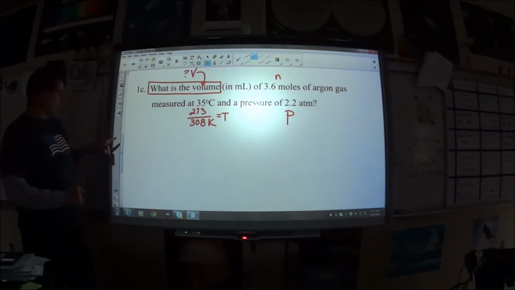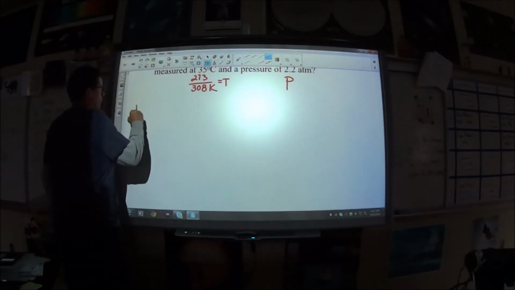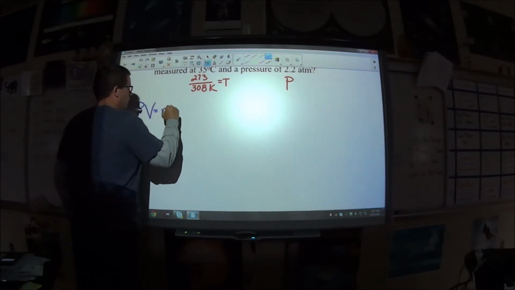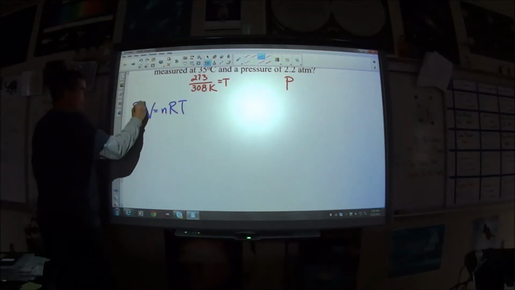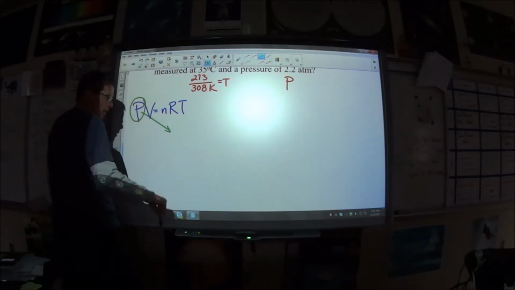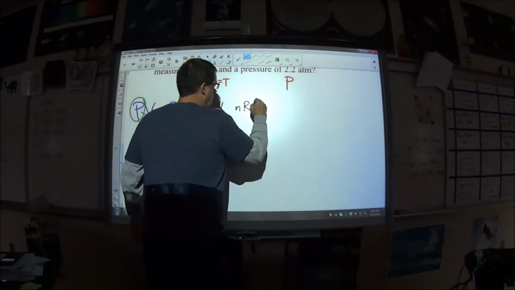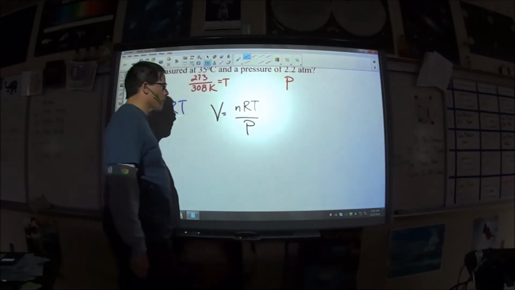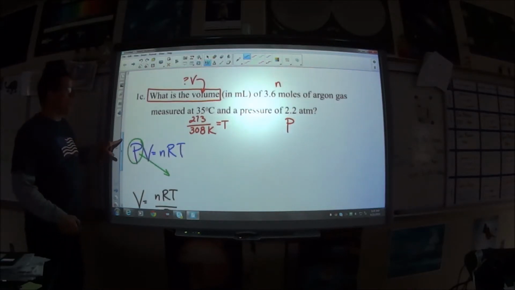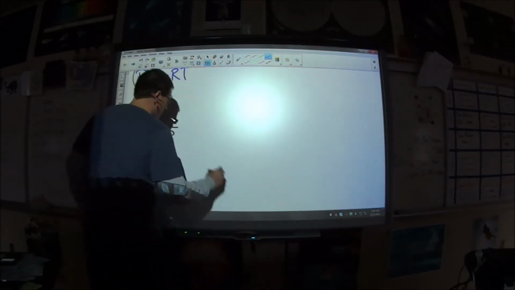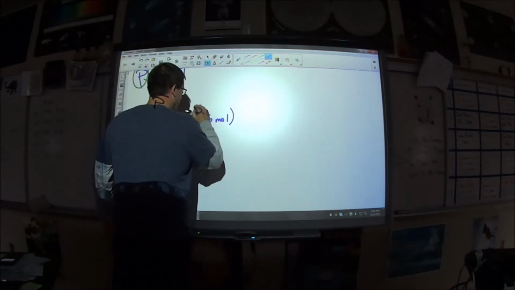Okay, so again, it looks like we're looking for the volume. So PV equals nRT. We are isolating V, so that means we need to divide by P on both sides. So our equation is this. And let's plug in our values that we know. So we have our number of moles, which is 3.6.